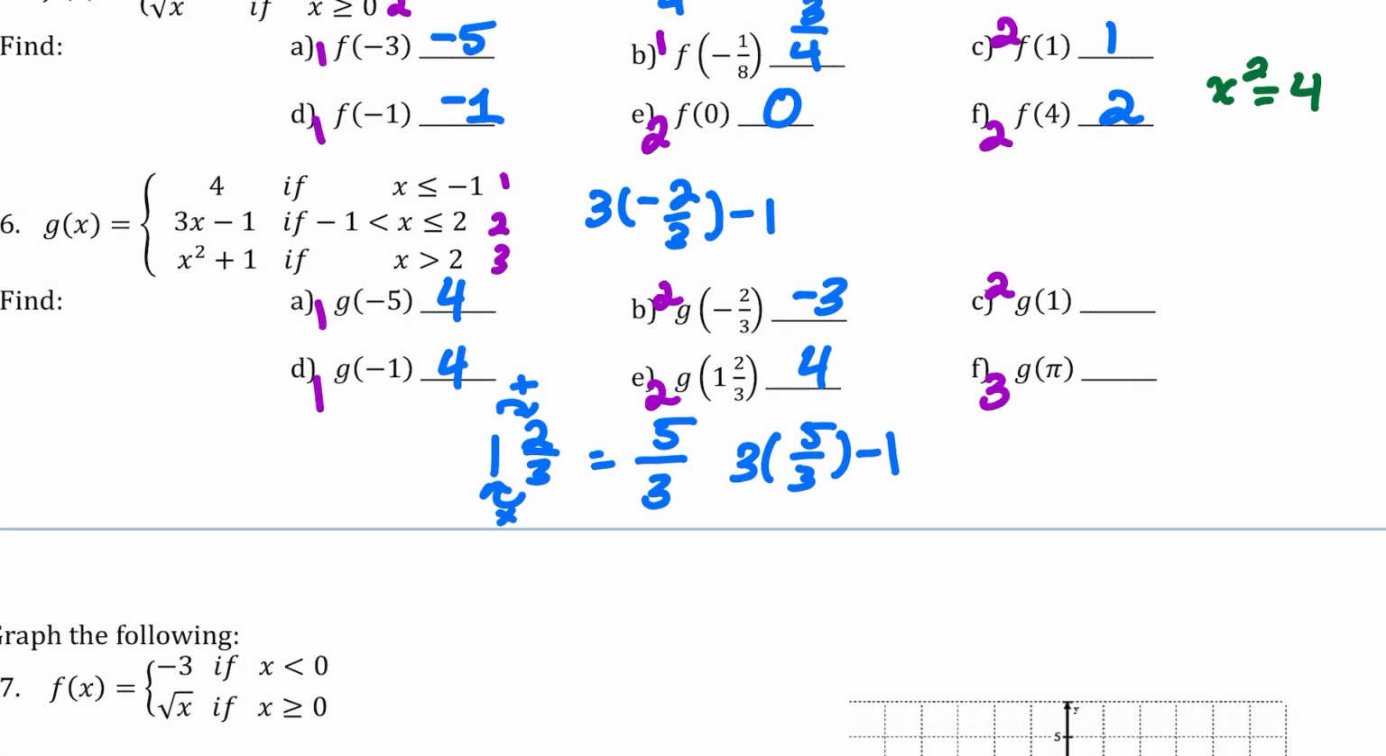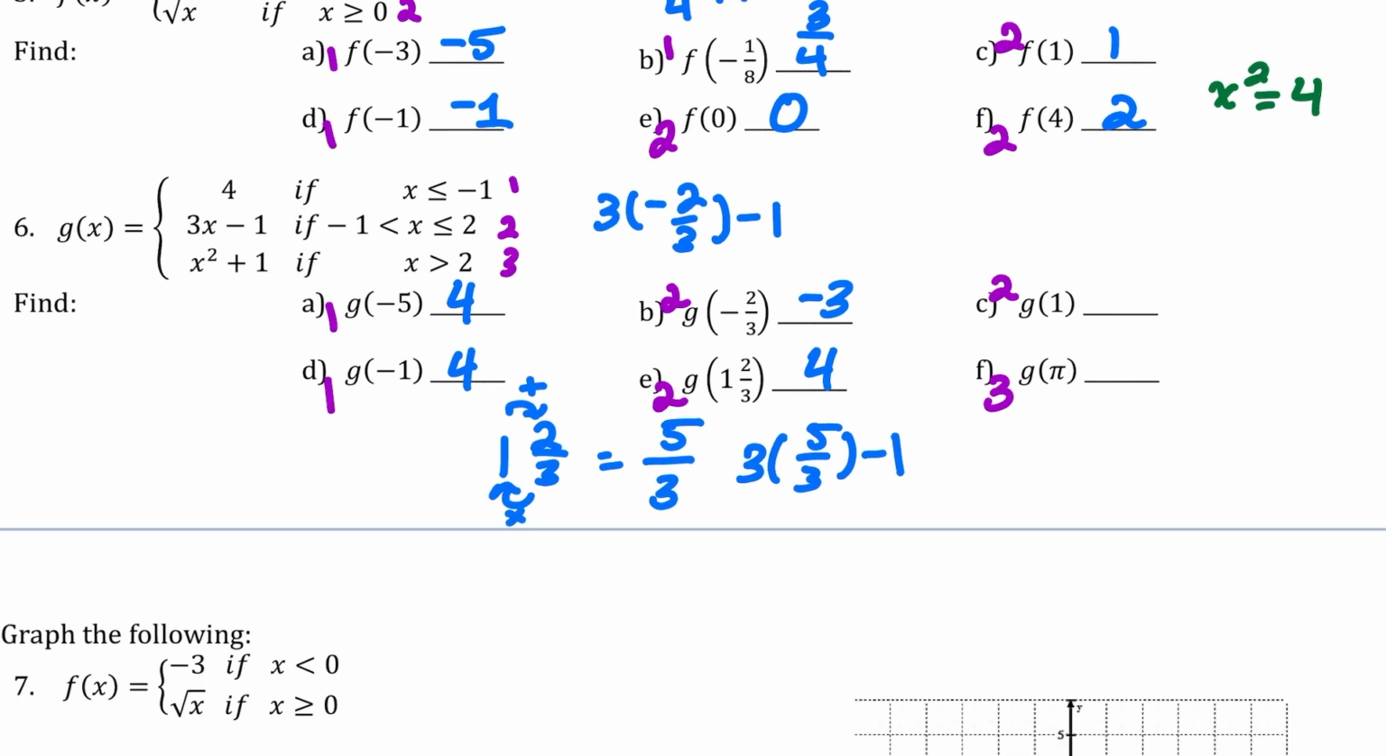G at 1, that was between -1 and 2, so we're plugging into the second one. 3 times 1 minus 1 is 2. And then part F here is plugging in pi into the third equation, and we're just going to leave it as pi squared plus 1. There's no need for us to know how to square pi off the top of our heads.